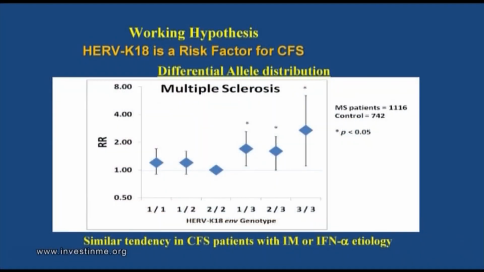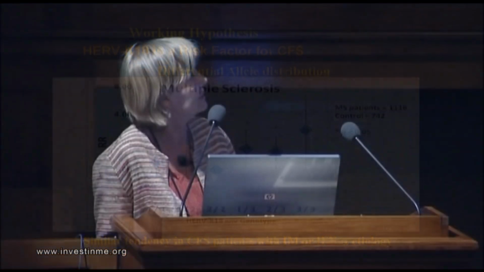And we have done this study, completed this study, and actually published it in MS patients, where we show that in huge cohorts of MS patients, over 1,000 patients compared to almost 1,000 controls, we can see that allele 3, either 1.3, 2.3, or 3.3, have a higher risk of obtaining multiple sclerosis compared to the individuals who have other alleles. So that was very, very exciting to us.